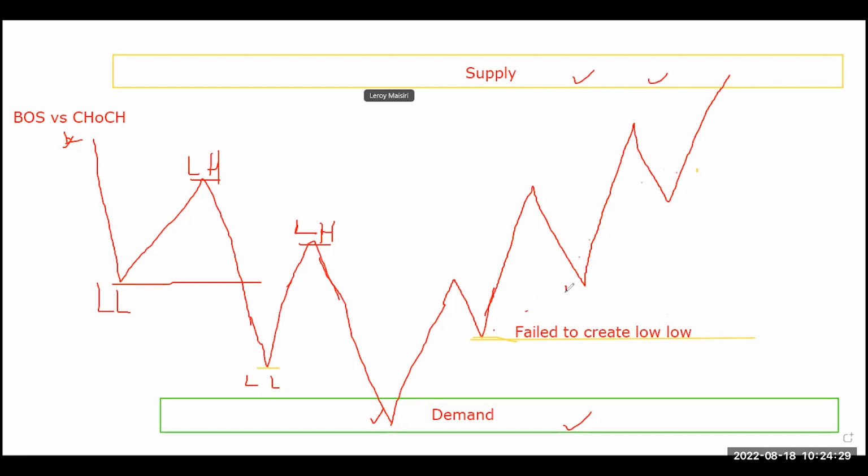Now, real quick, this will then be called a higher low. Why? This low is higher than this low. It's a higher low. And this low here will also be called a higher low simply because, again, this low is higher than this low, right? It's simple. As price is going up, there are a couple of things that we need to understand, whether it's going up or down. And that's what I want to talk about with you in this short video around break of structure and change of character, right?